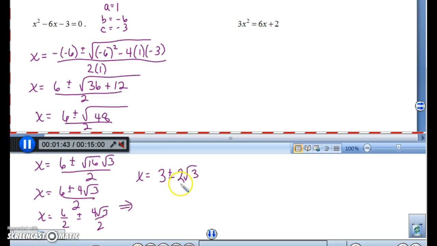Now remember, there are actually two answers here. This is 3 plus 2 radical 3, and it is also x equals 3 minus 2 radical 3. Those are the exact answers. Now, if you were asked for a decimal approximation, what you would have to do is plug those in your calculator. So let me put my calculator up here.